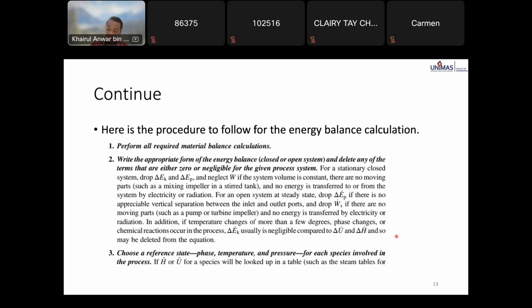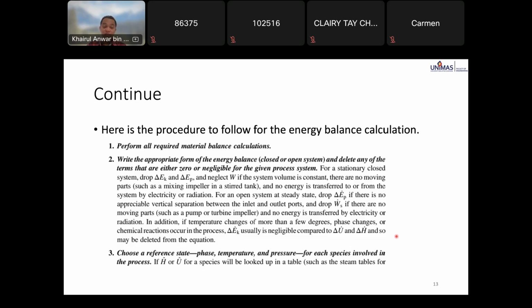So, whether it's a closed system or an open system, there's an equation associated with it. The first thing you need to do is to cross out, or determine, delta EK, delta EP and WS. Is it zero or not? Meaning, to simplify the terms.